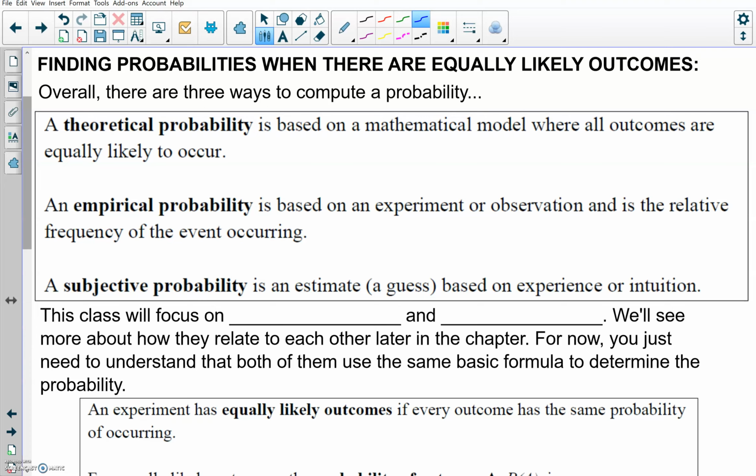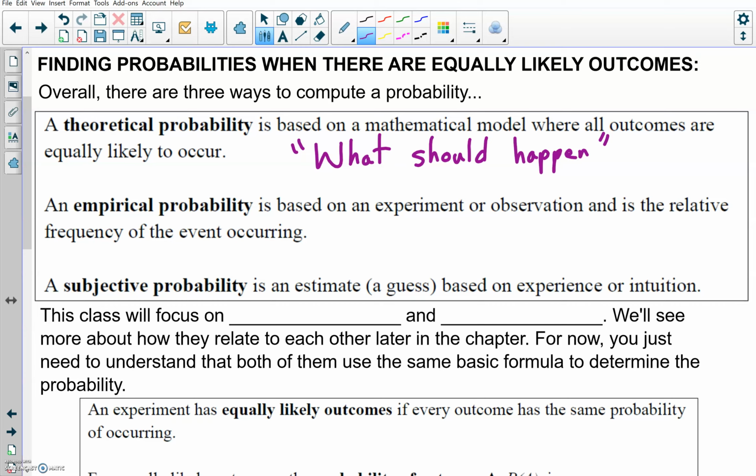Well, overall, there are three ways to compute a probability. A theoretical probability is based on the mathematical model where all outcomes are equally likely to occur. You can think of this as what should happen. This is based on knowledge of the possible outcomes, your sample space, based on the number of outcomes that satisfy the event of interest. And then you can put together your theoretical probability.